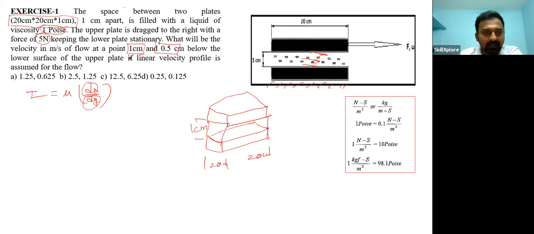So what he is saying is that he has given the mu value and distance y values. So y has two conditions. Y at 1 centimeter is one condition, and y equal to 0.5 centimeter is another condition. So these two are the conditions.